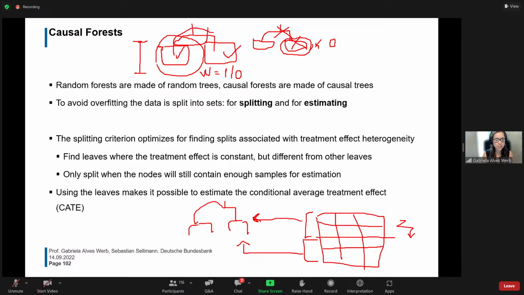The advantage is if you would do this in the context of a regression. So let's say I have 10 variables, so 10 independent variables, let's say 10 Xi's, and I have here a treatment variable W.